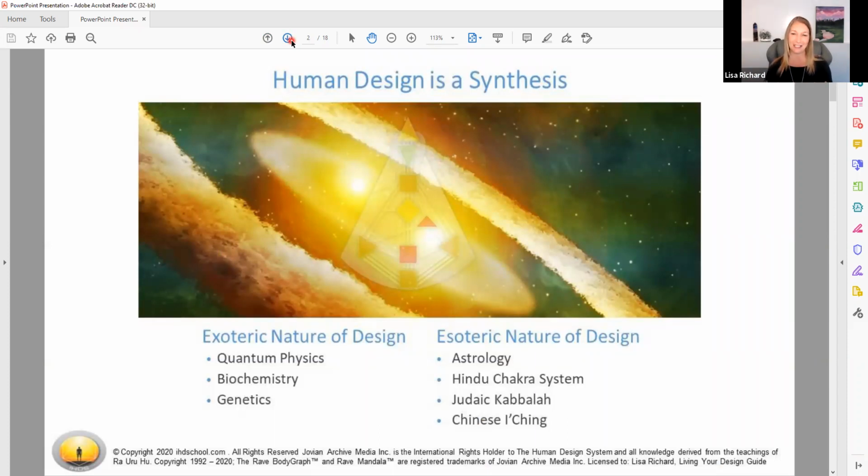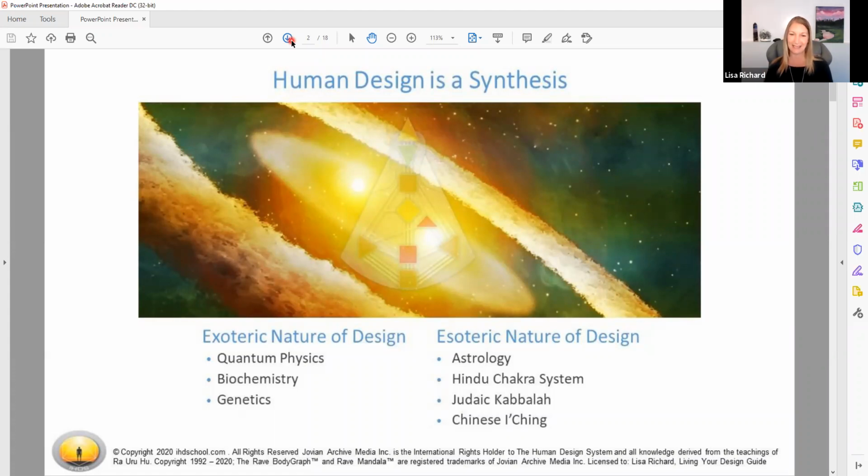Human Design is such a blend of so many different modalities. It is a really deep system. It takes in the ancient aspects of astrology, the Hindu chakra system, the Judaic Kabbalah, the Chinese I Ching, and then merges them together with some of the more modern day quantum physics, biochemistry, and genetics.